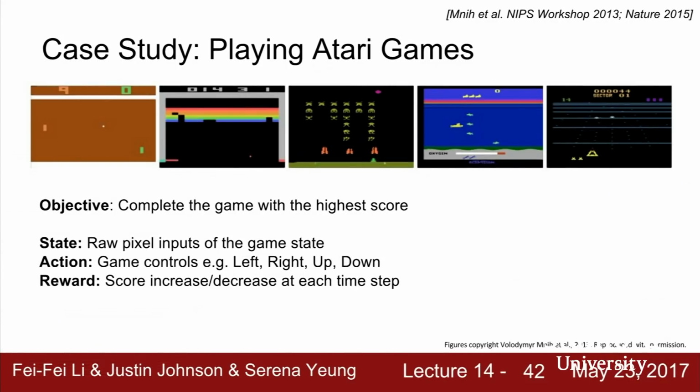Let's look at a case study, one of the classic examples of deep reinforcement learning where this approach was applied. We're going to look at the problem we saw earlier of playing Atari games, where our objective is to complete the game with the highest score. Remember, our state is the raw pixel inputs of the game state. We can take actions like moving left, right, up, down, or whatever actions the particular game has. Our reward at each time step is the score increase or decrease at that time step, and our cumulative total reward is the total that we usually see at the top of the screen.